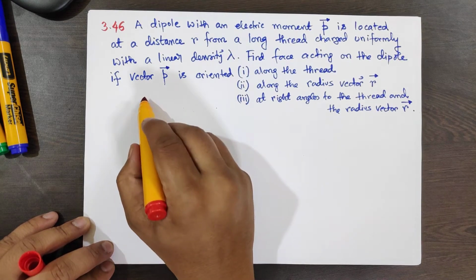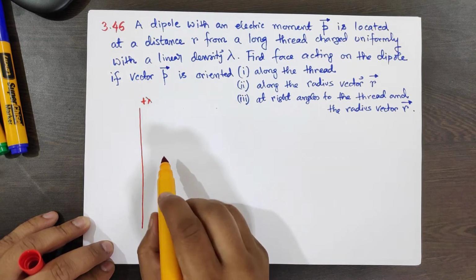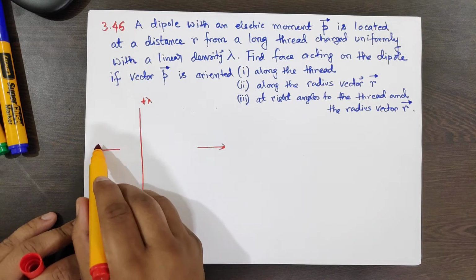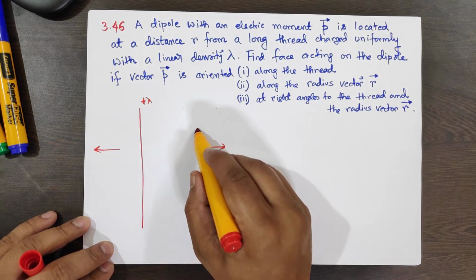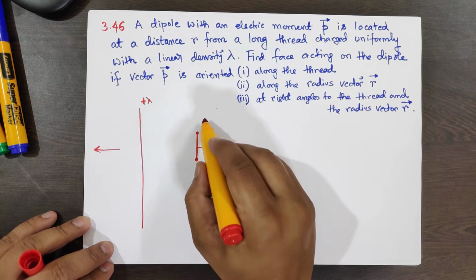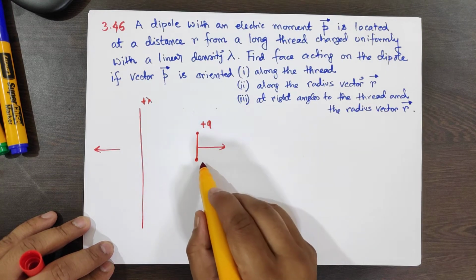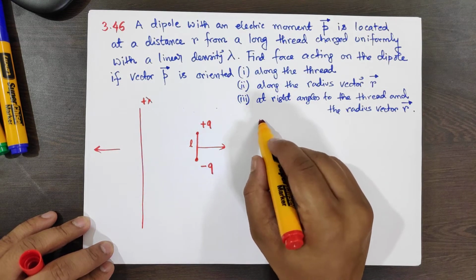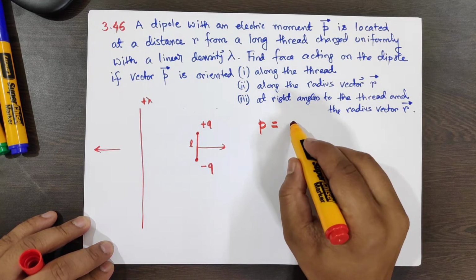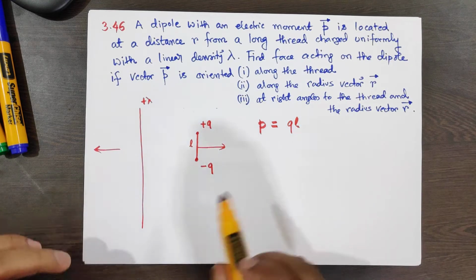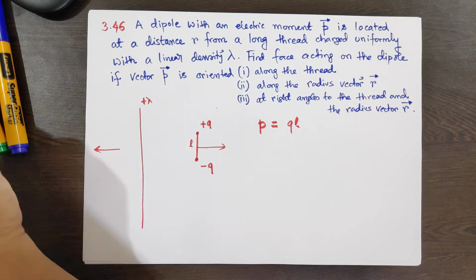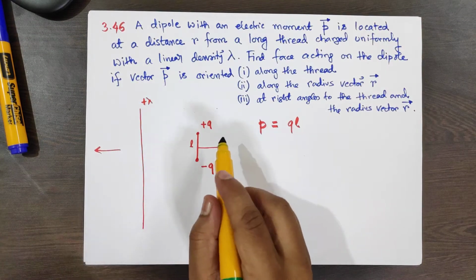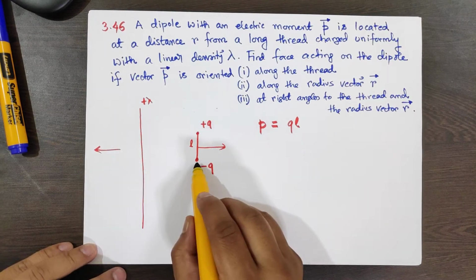This is the thread having charge density plus sigma, and you know that the field lines are radially outwards and this dipole is placed parallel. So this is plus q and minus q separated by a distance L. So the dipole moment magnitude is q multiplied by L. But you see here the force has to be 0.